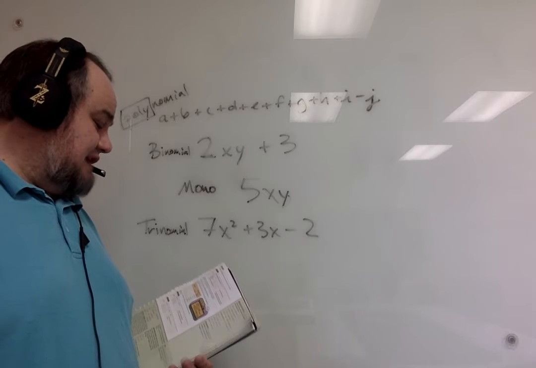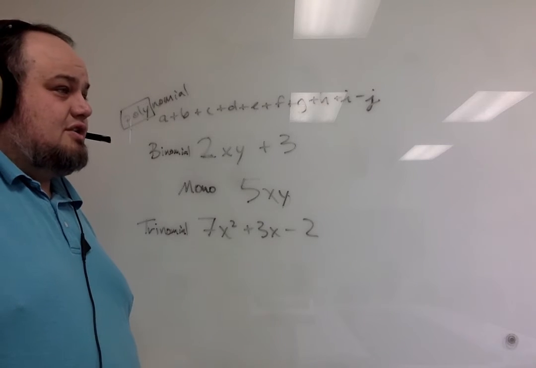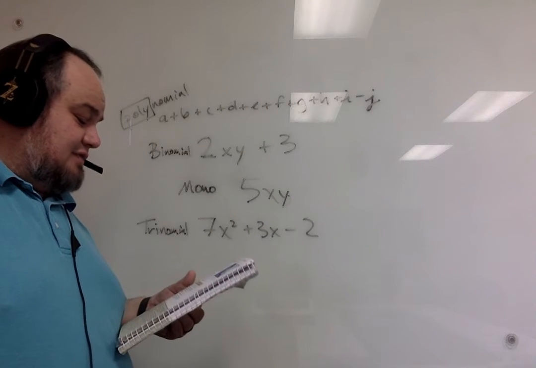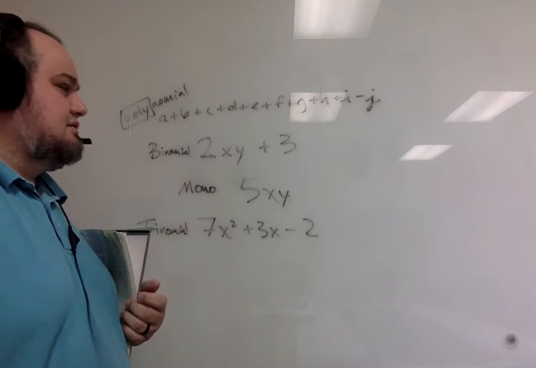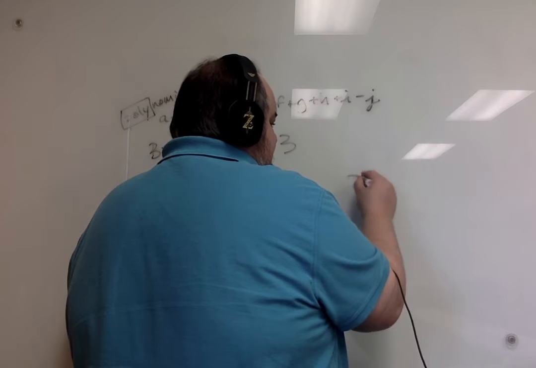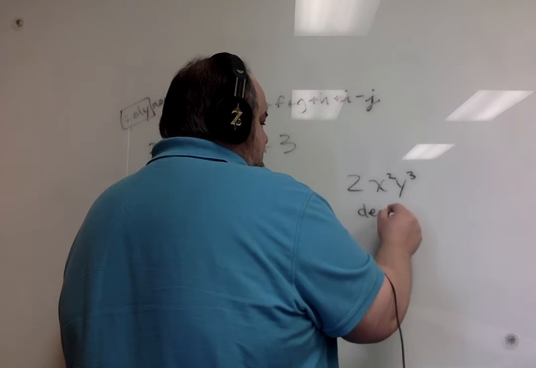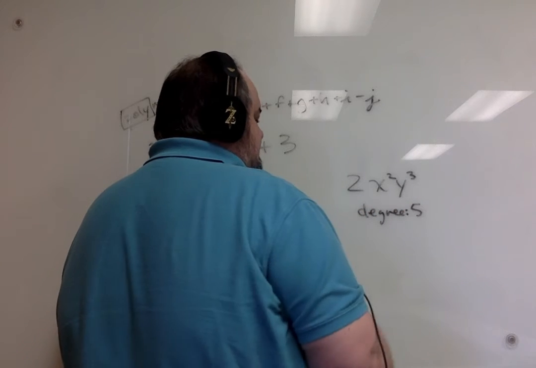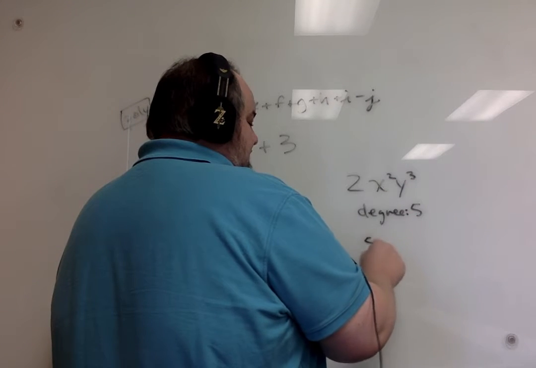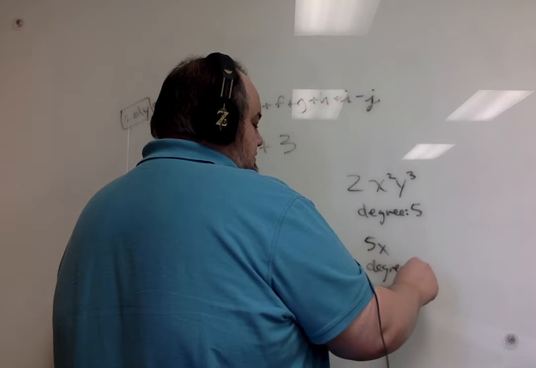Now, the next definition is the degree of a term. The degree of a term is the sum of the exponents in the variables. So if we had this term, 2x squared y cubed, the degree would be 5, because we have a 2 and a 3. If we just have 5x, then the degree is 1.